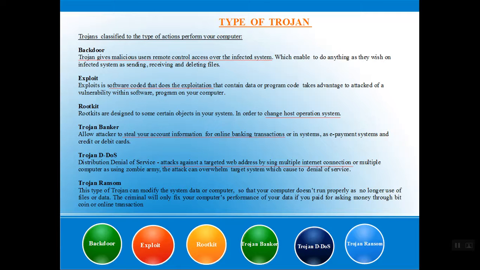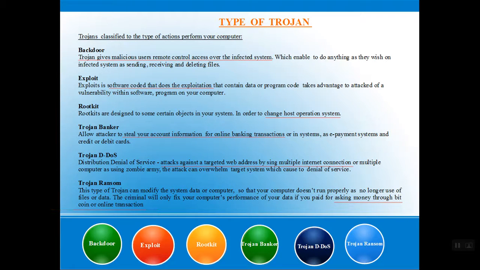And the last one is the Trojan ransomware. As we already heard about ransomware, that's WannaCry. WannaCry is a type of Trojan that will encrypt all the data on your hard disk or in your computer, and to decrypt it, it will ask for money or ransom, paid through online payments or Bitcoin. So these are the famous types of Trojans.